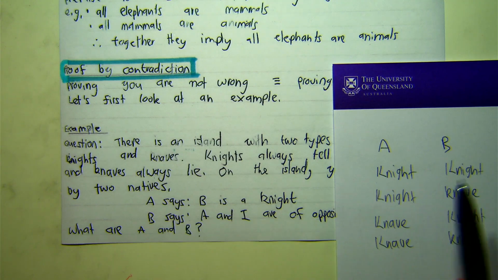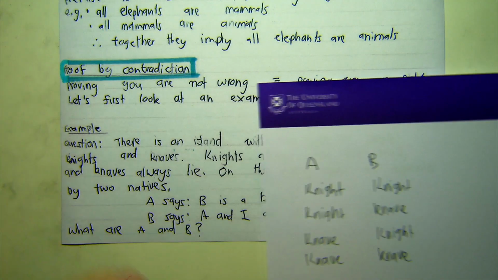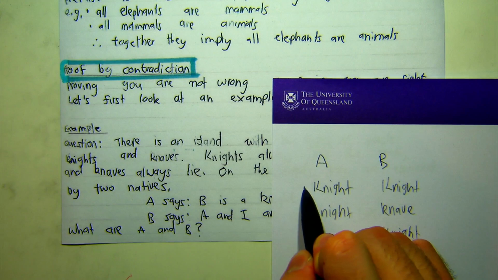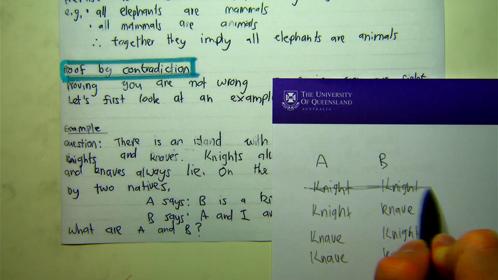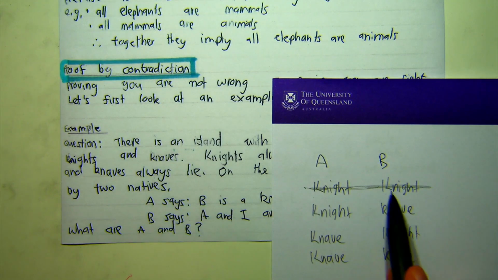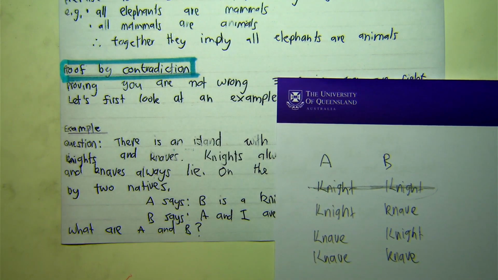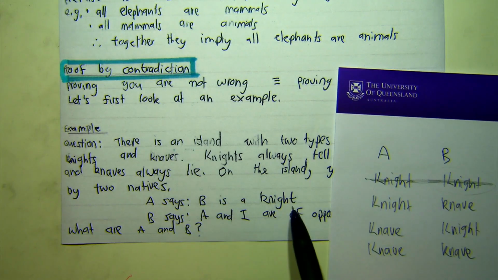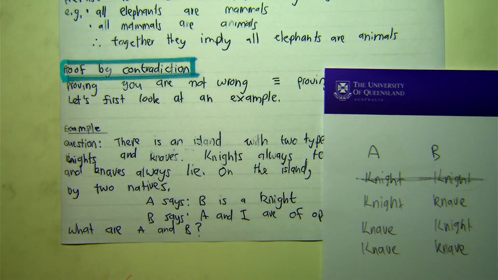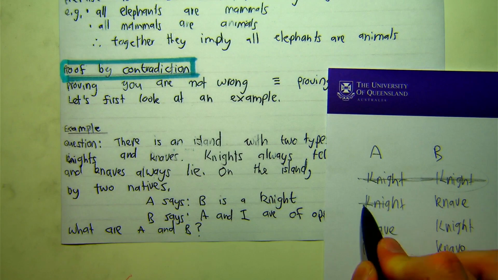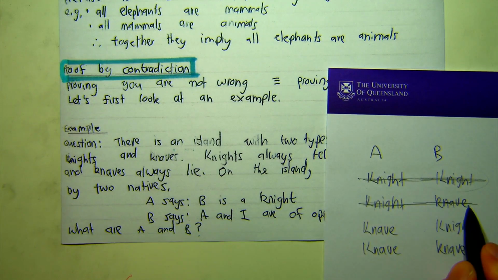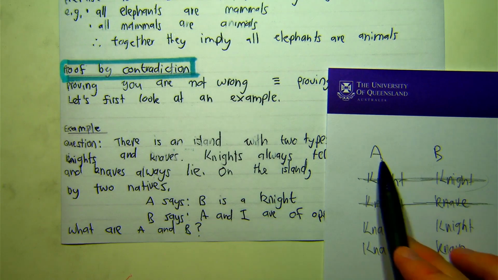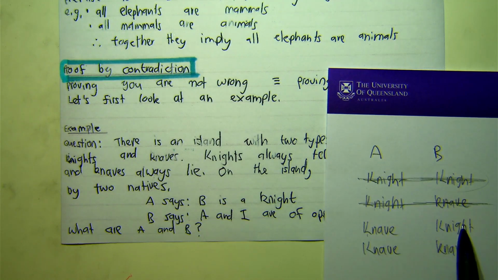B says A and I are of opposite type. Uh-oh, that's not true. So that is impossible because they're not opposite type, and then B said they were, and he has to be telling the truth, so that can't be right. Okay, A is the knight and B is the knave. A says B is the knight. That's an instant fail because A is apparently telling the truth, but that is not true that B is a knight.